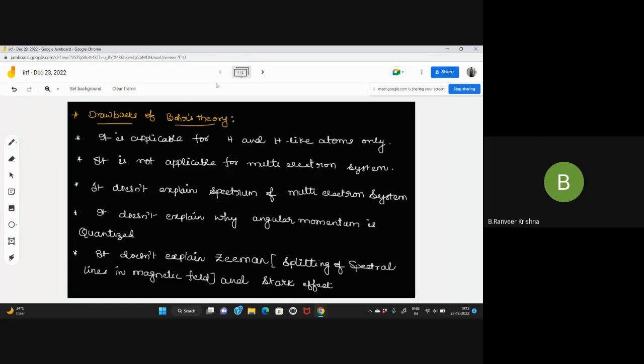Sir, you wrote splitting of spectral lines in a magnetic field. That means if we apply a magnetic field, they will split, sir. Yes, that is what we have written.